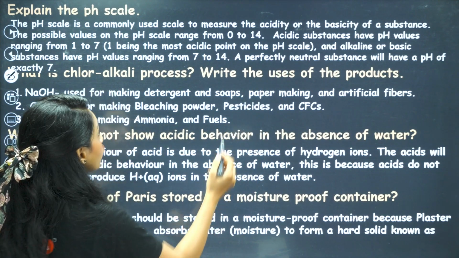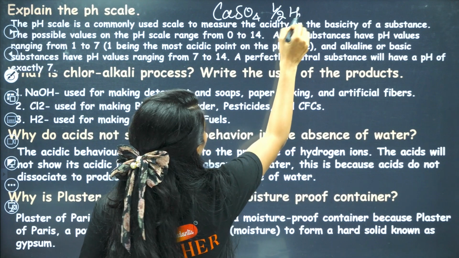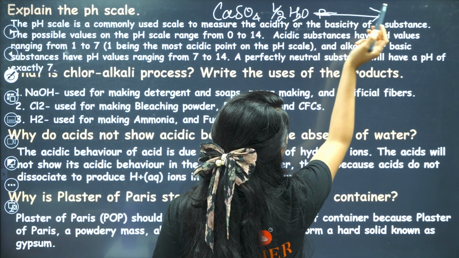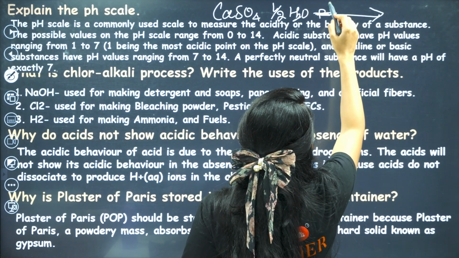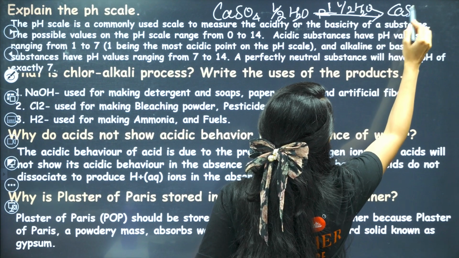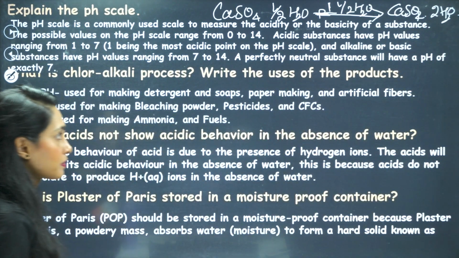We know what plaster of Paris is: calcium sulfate hemihydrate. If we store this in a normal container, it is going to form gypsum. Gypsum is nothing but calcium sulfate dihydrate, and gypsum is a hard solid mass.